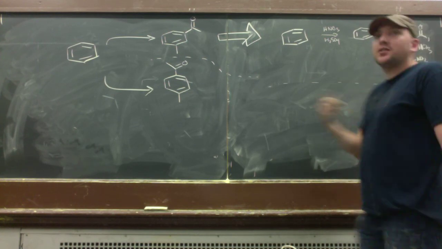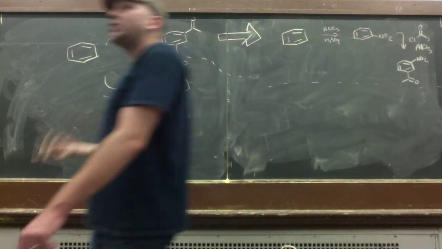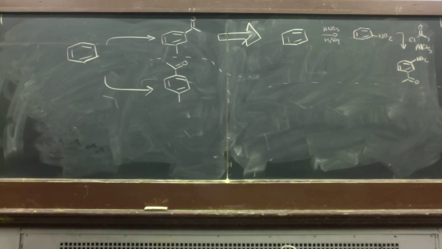Okay, so now we've got the substitution. Now what we've got to do is convert that nitro into the methyl group. So how are we going to do that? What's that? How do we remove a nitro group? Who wants to help him out with the nitro? Let's not take a step back. Let's keep moving forward with this.